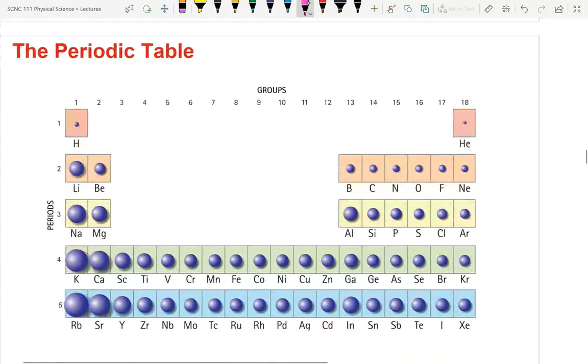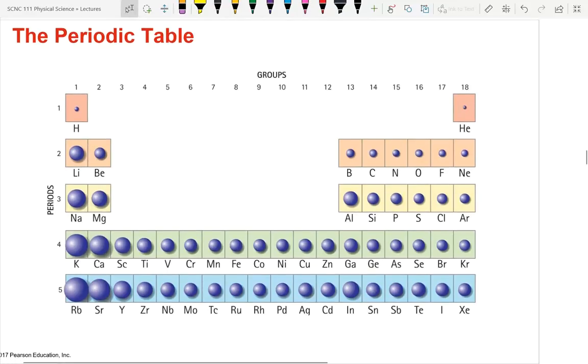Okay, moving on. Sizes. What determines the size of an atom? What do you think determines the size of an atom?